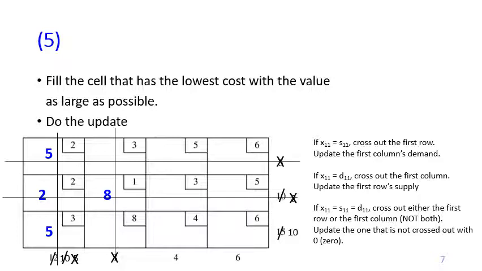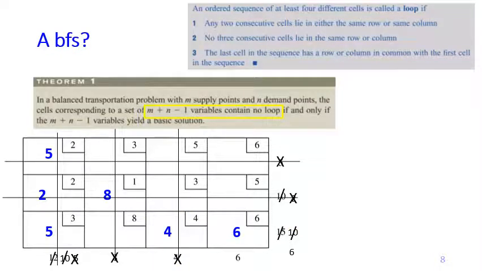Now the remaining cell that has the lowest cost is this. The demand is 4 for that column and the supply is 10. So at most we can fill that cell with 4. Cross out the column and update the row. And finally, because this is the very last cell, we just fill it with the remaining numbers and then we cross out both the column and row. We can only do this at the very last cell.